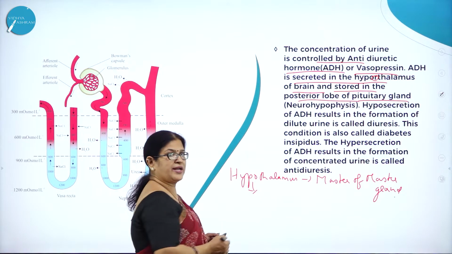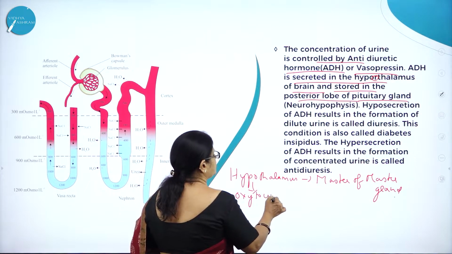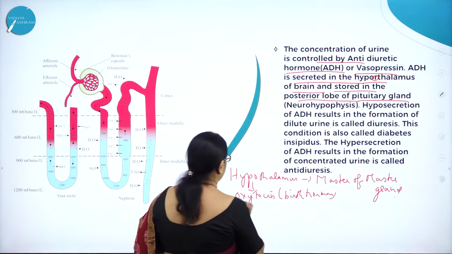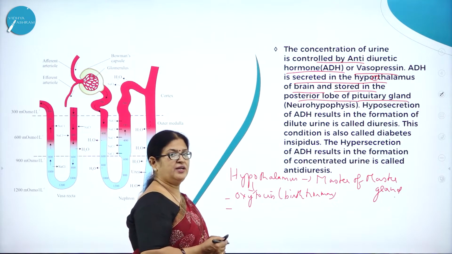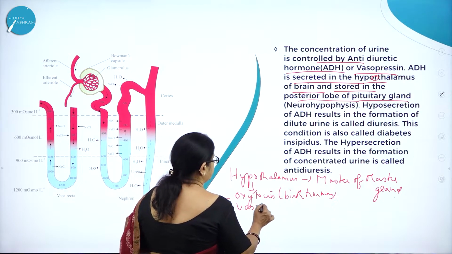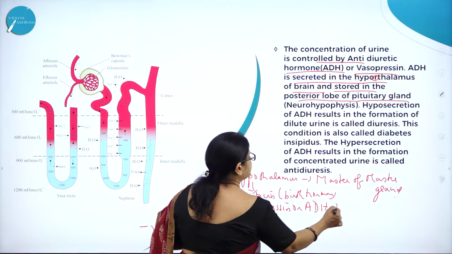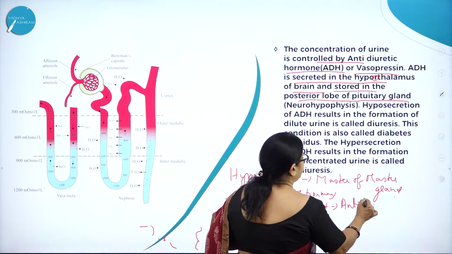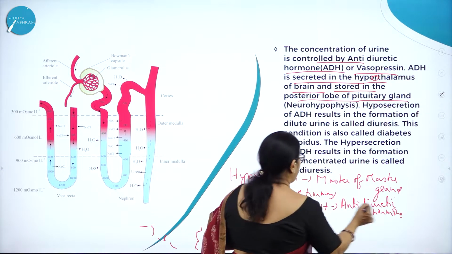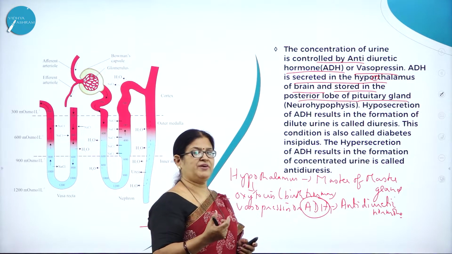This endocrine gland produces two types of hormones. One is called oxytocin, also called the birth hormone, which is very important in females during the time of delivery, childbirth. It also releases one more hormone called vasopressin, otherwise called ADH. ADH stands for antidiuretic hormone. And this ADH is very much responsible for controlling the water level in the urine.